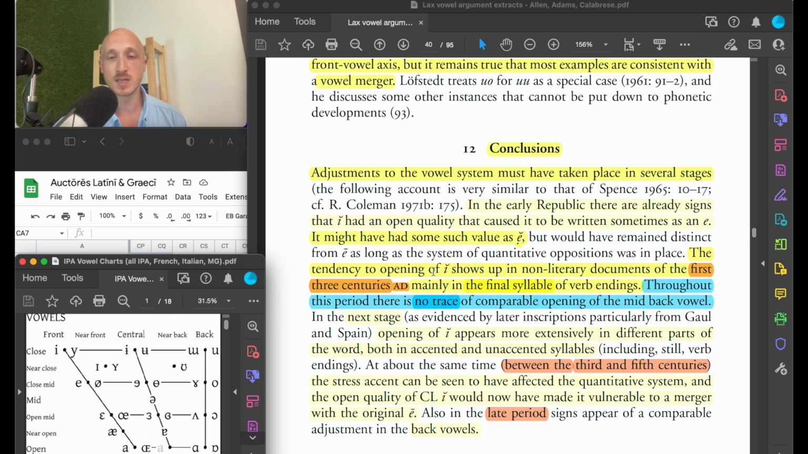The tendency to opening of E shows up in non-literary documents of the first 3 centuries AD, mainly in the final syllable of verb endings. Throughout this period, there is no trace of comparable opening of the mid-back vowel. In the next stage, opening of E appears more extensively in different parts of the word, both in accented and unaccented syllables. Between the 3rd and 5th centuries, the stress accent can be seen to have affected the quantitative system, and the open quality of classical Latin E would now have made it vulnerable to a merger with original E.